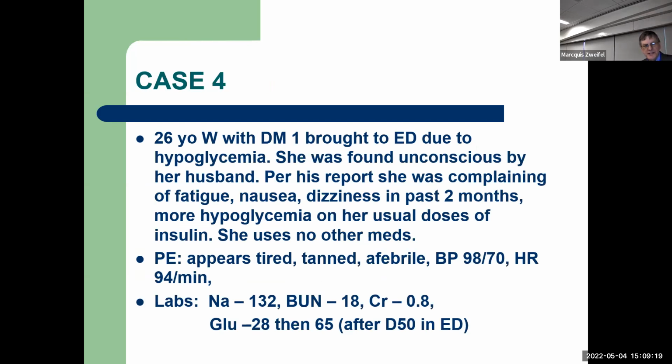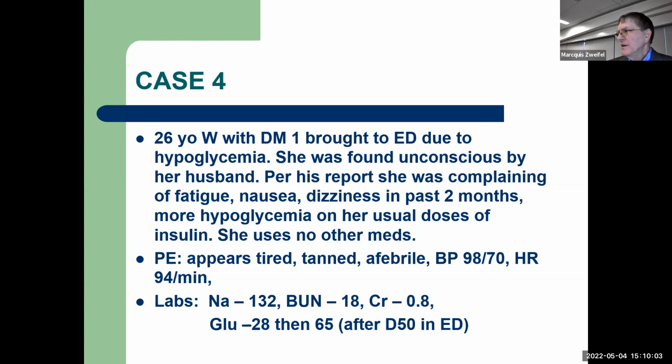26-year-old with type 1 diabetes, brought to the ER due to hypoglycemia, found unconscious by her husband. Per his report, she was complaining of fatigue, nausea, dizziness for a couple months, more hypoglycemia on her usual doses of insulin, doesn't use any other meds, appears tired, tanned, afebrile, little soft blood pressure, heart rate 94, sodium a little on the low side, 132, BUN 18, creatinine 0.8. Glucose was 28 and then 65 after G50 in the ED.